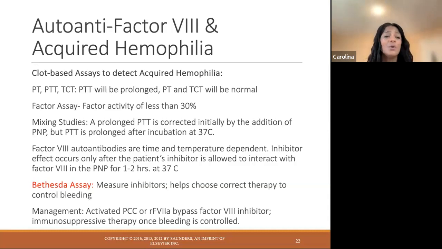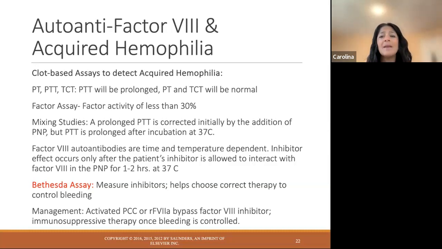Now, there's a test called the Bethesda assay. Bethesda, I believe, is a city, and it's named after the city where this test was created, and it measures these inhibitors and helps choose the correct therapy to control the bleeding. I don't really go too much into the Bethesda assay, but in the textbook there's a nice section on it, so you can read about it in the textbook for sure, chapter 36.